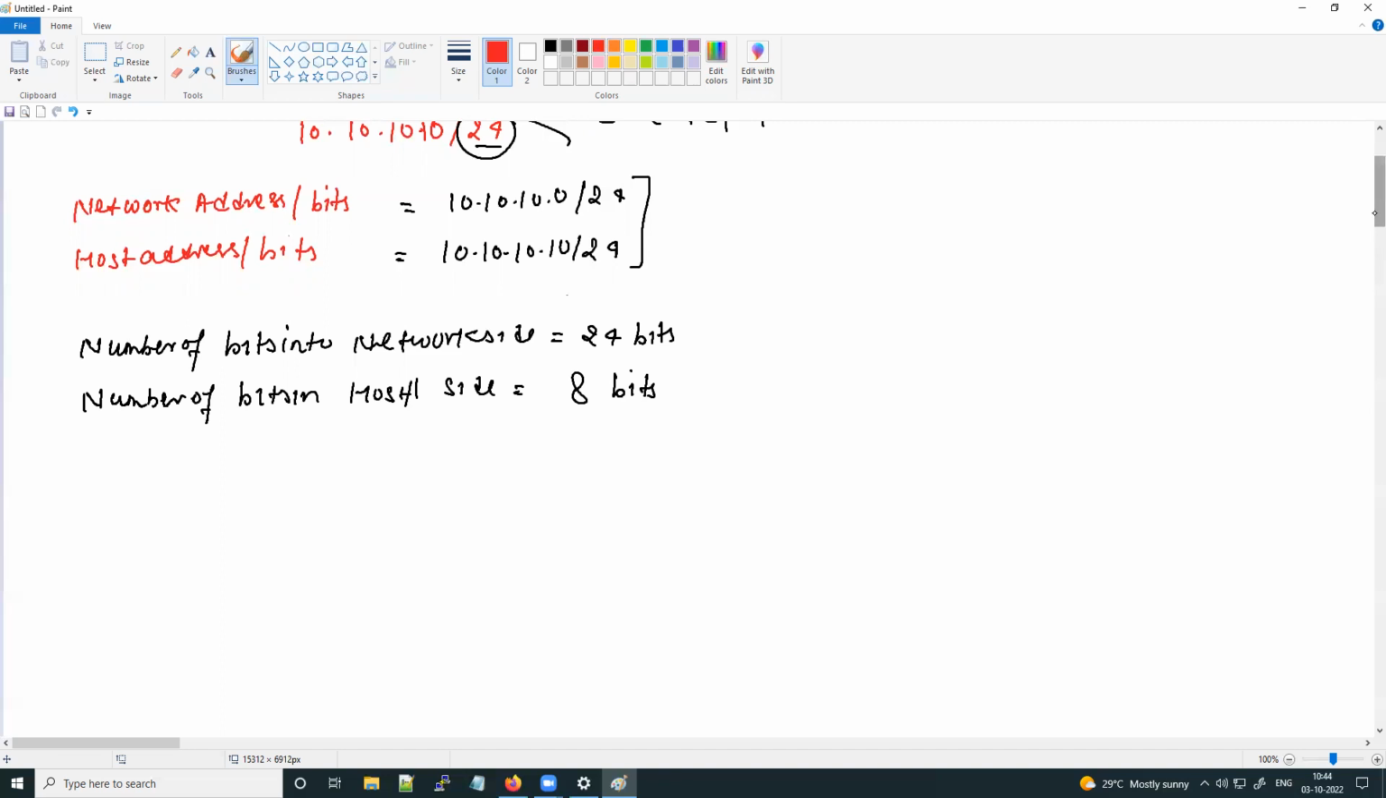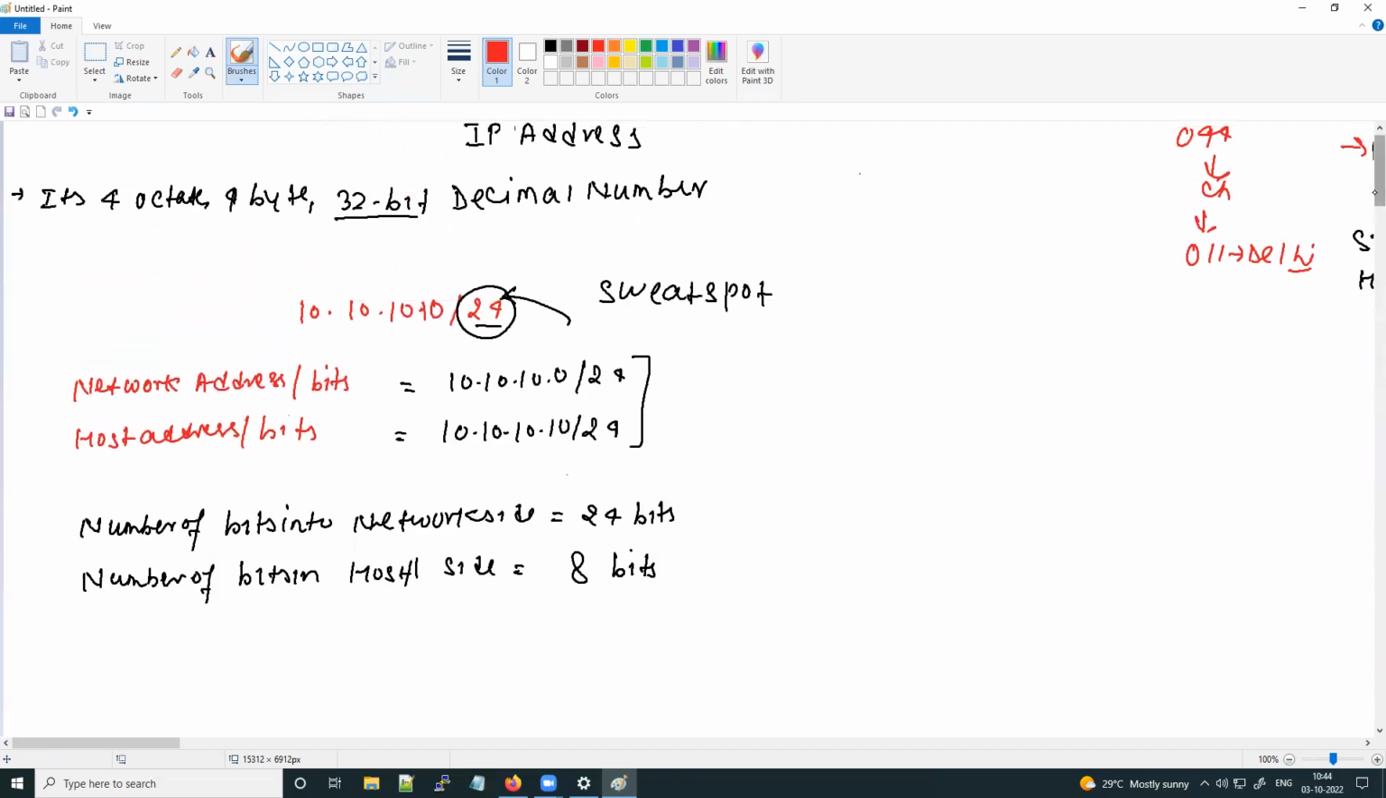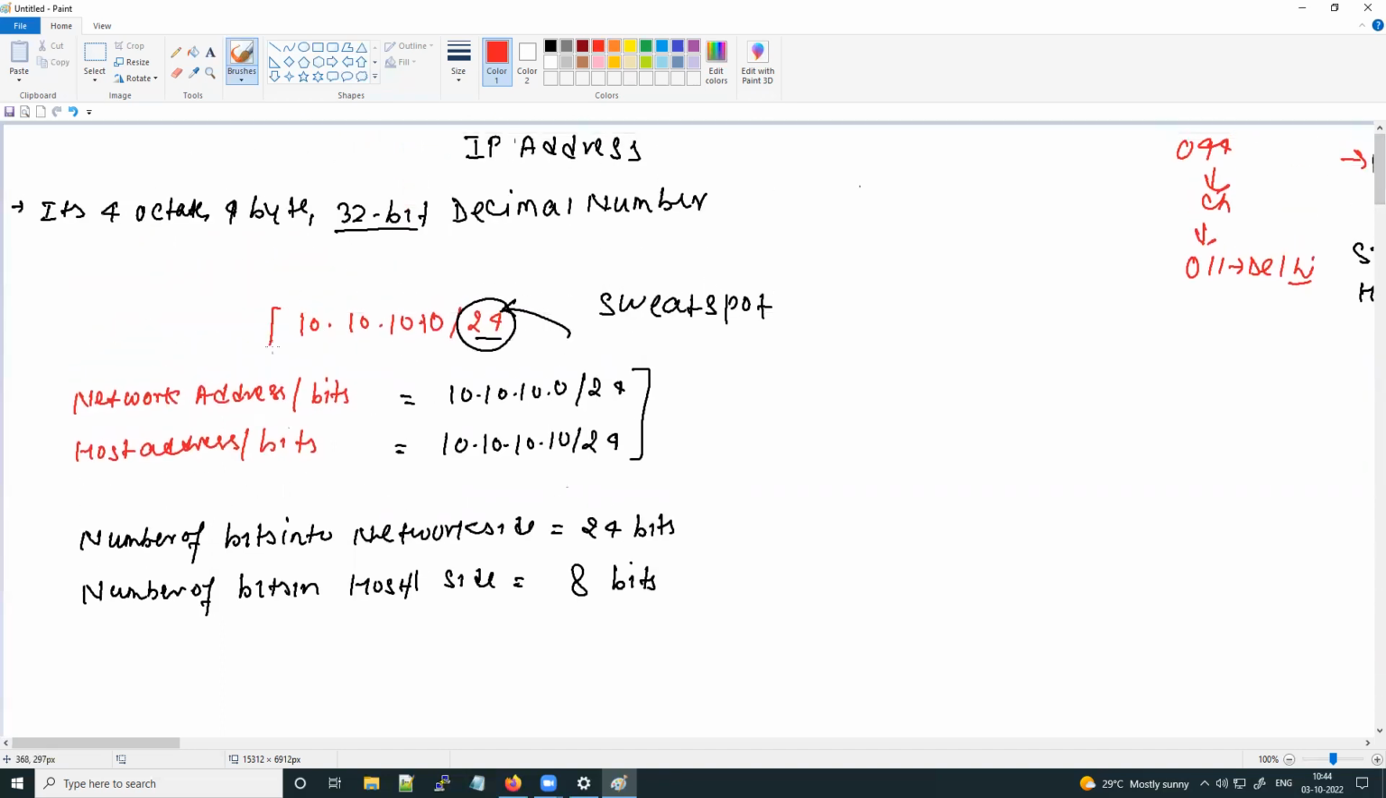So whenever we see such a kind of IP address, this tells the number of bits on the host side, first point. And if we have 24 bits on the network side, then the remaining 8 bits will be on the host side.